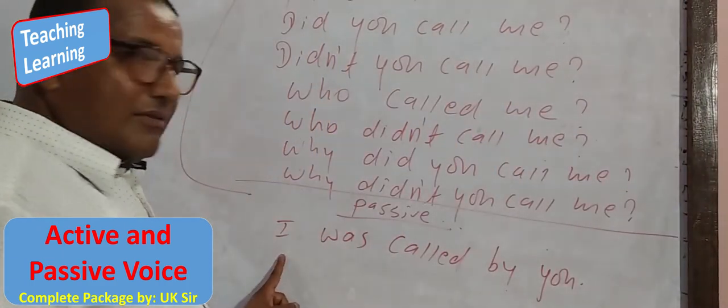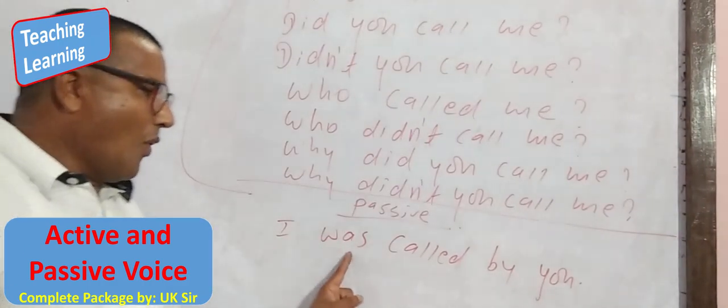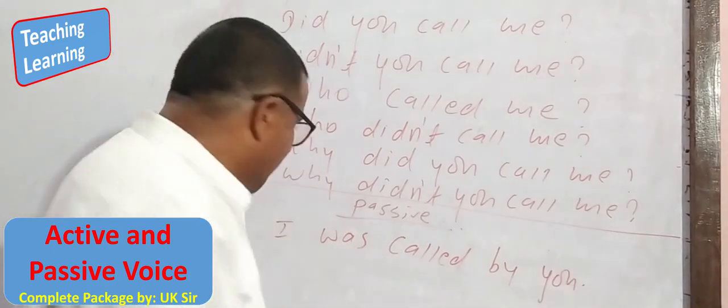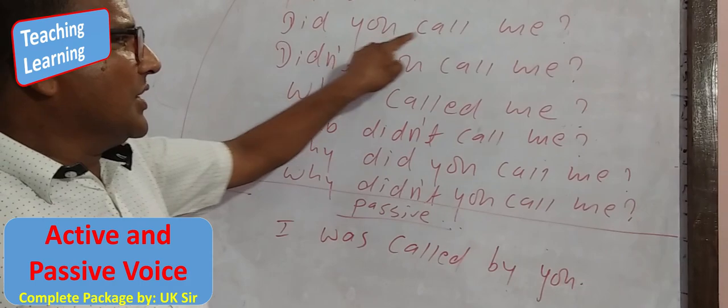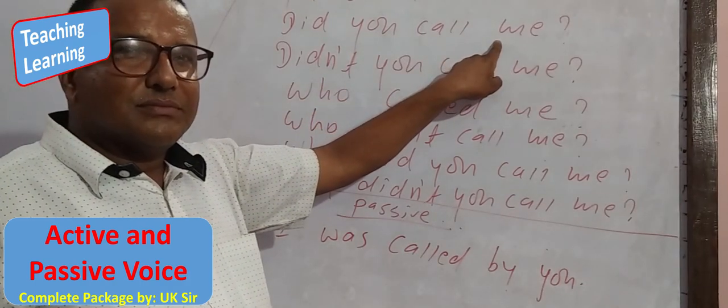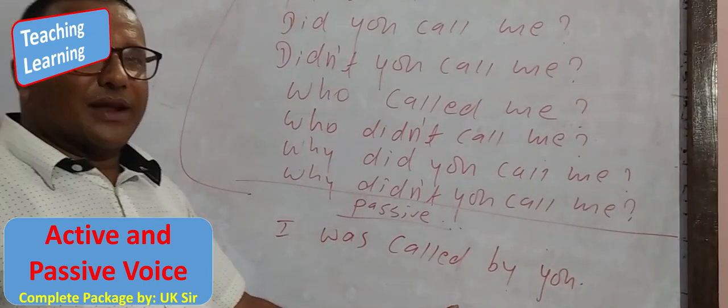Thank you, sir. Then look here. How to make the negative? I taught you. I was not called by you. It is so easy. Then the yes-no question. Was I called? You may not need to write it, you can just say it. Great. It is the active and passive area.